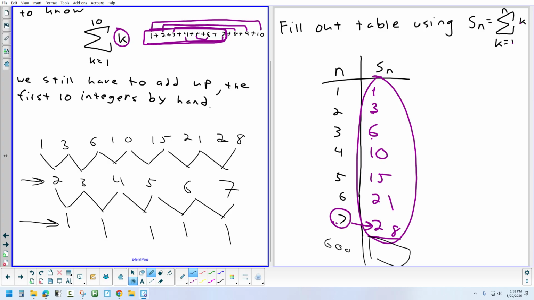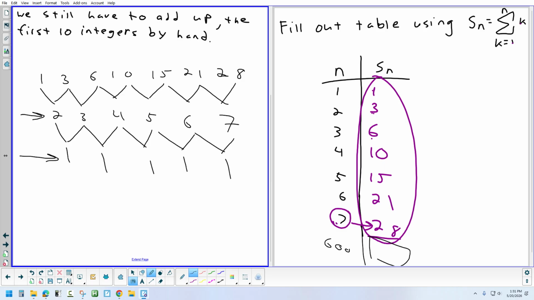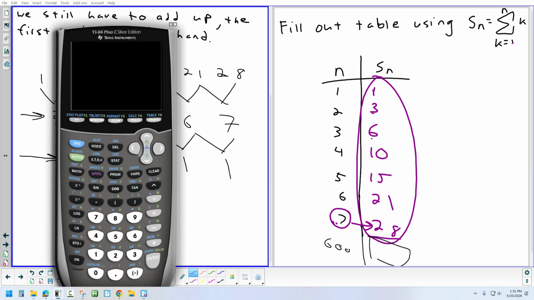All right. The calculator can help us figure out what the pattern is. Now that we know it's a quadratic, if we press stat, the calculator can automatically look for quadratic patterns. As long as it turns on, that's key for this whole thing to work.